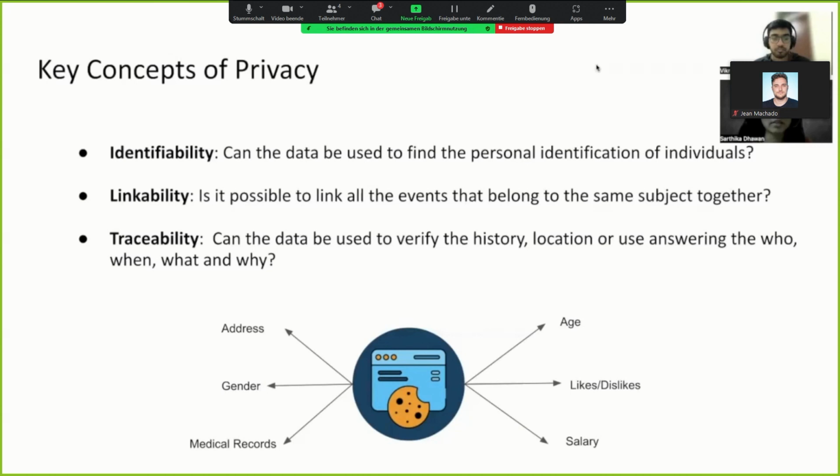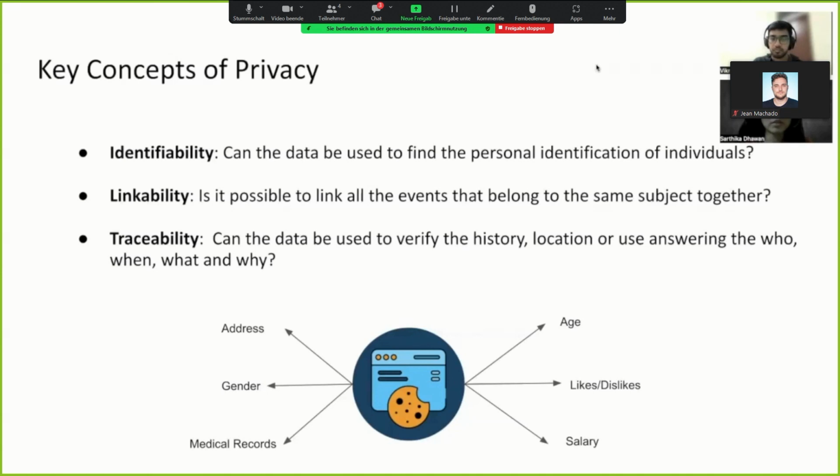Linkability means linking at least two data records of the user. For example, if there are two databases and the name of the customer or user is present in both the databases, we can link those two databases and can identify the individual. Then that is known as linkability. And then third is traceability.